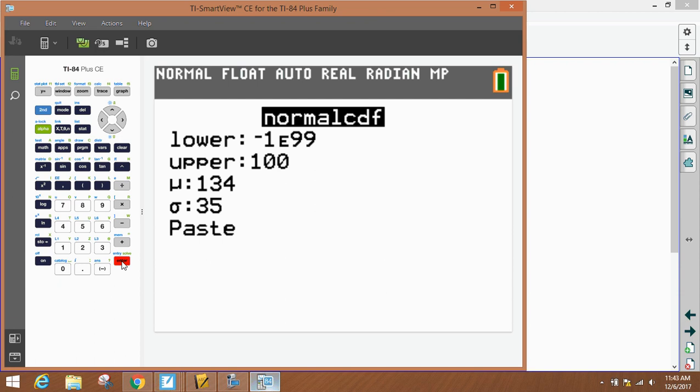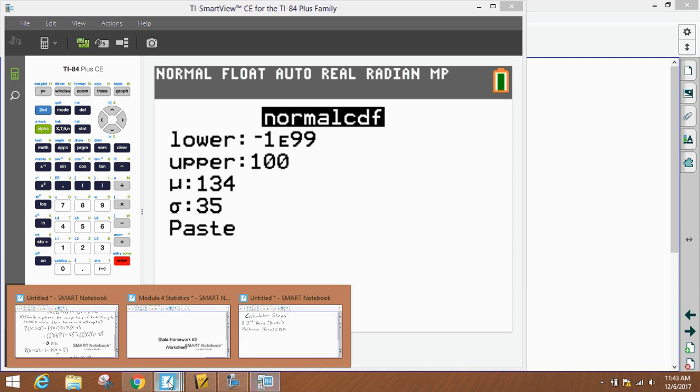It gives you a lower and an upper bound. So it says, hey, what area do you want me to find? Between where and where do you want me to look? Because calculators are only as smart as the user, right? You have to tell them everything to do, or they don't get it, yeah?